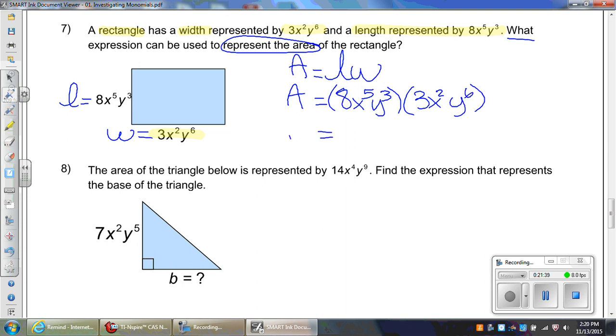So remember, what do we do here with the coefficients? The big numbers. You multiply them. So 8 times 3 is 24. And then with the x's, we're multiplying x to the 5th times x squared. So what do we do with those exponents?